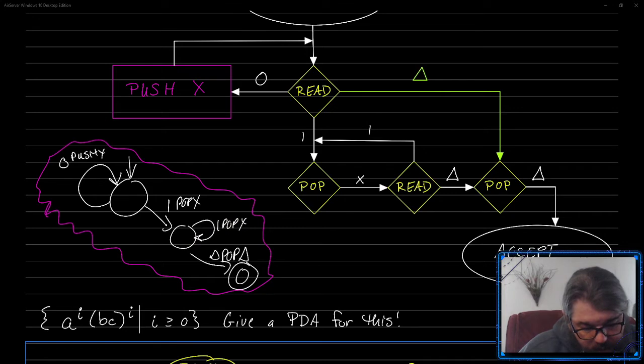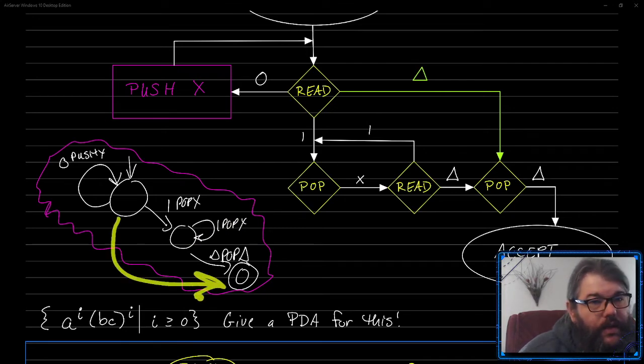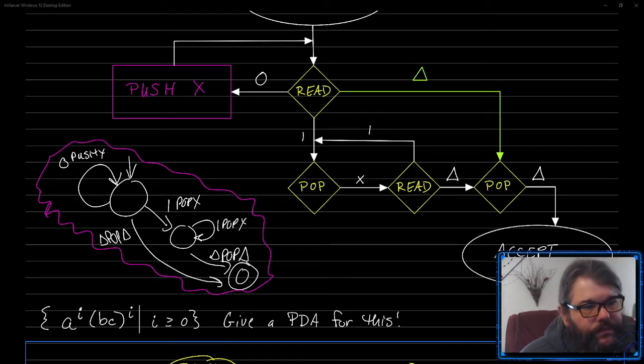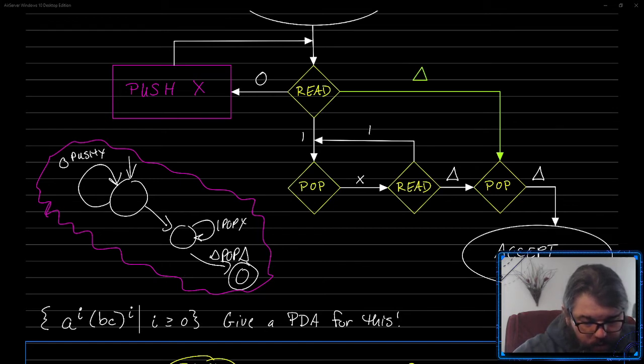There was another delta off of this read, which is if I read a delta and I can pop a delta, which I didn't draw, so technically these two don't match. But read delta, pop delta, then I can go to the accept state. So what you're seeing here is a way to accept the empty string if we want to allow that. There are a couple of different ways to accept the empty string. Another way could be to change this transition to an empty string transition.